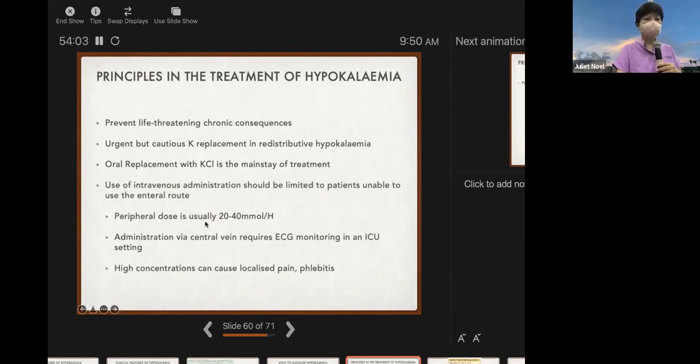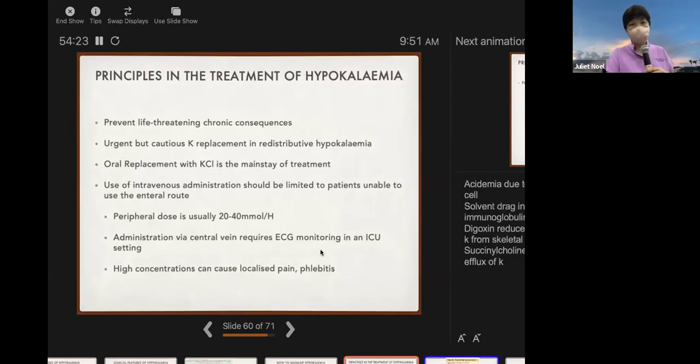So peripheral dose, as I mentioned, 20 to 40, average maximum 30, no? Administration via central line, you need to require ECG monitoring. High concentration can cause phlebitis, and it's painful. The patients will always complain. It's burning.